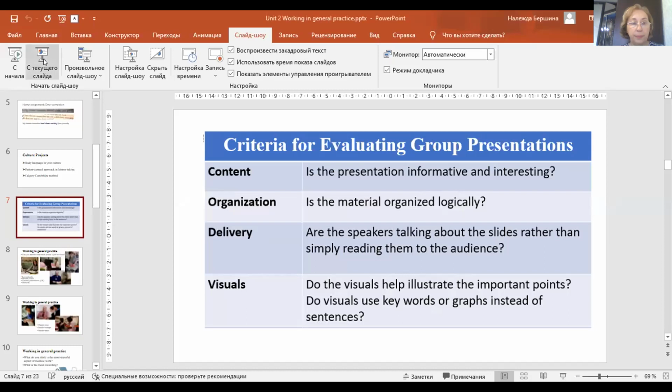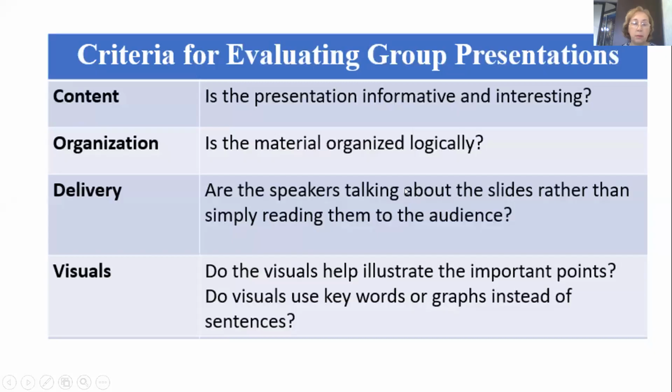Focus on the slide with criteria, and make it bigger. And now, can you see the slide?